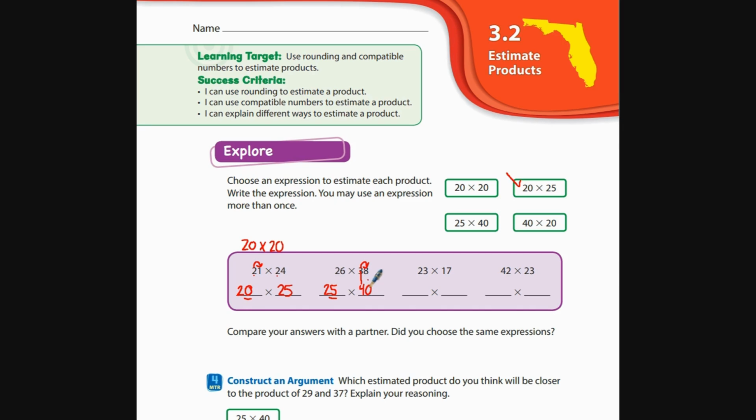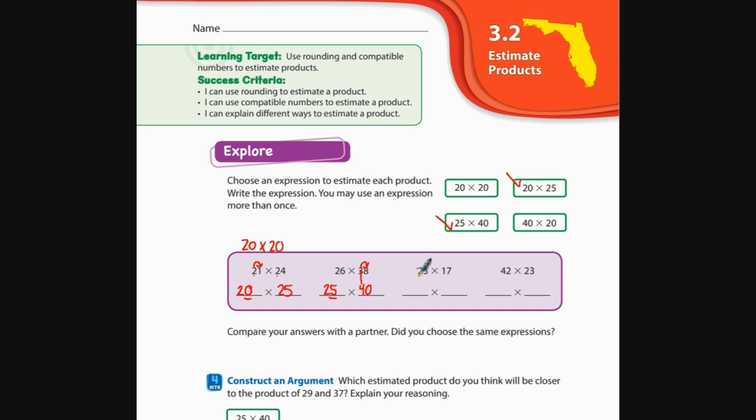Again, does it mean that you're wrong if you put 30 times 40? No, you're not wrong. It's just that it's not using compatible numbers. You're just rounding. There's a difference. So that means that I have this one, 25 times 40.